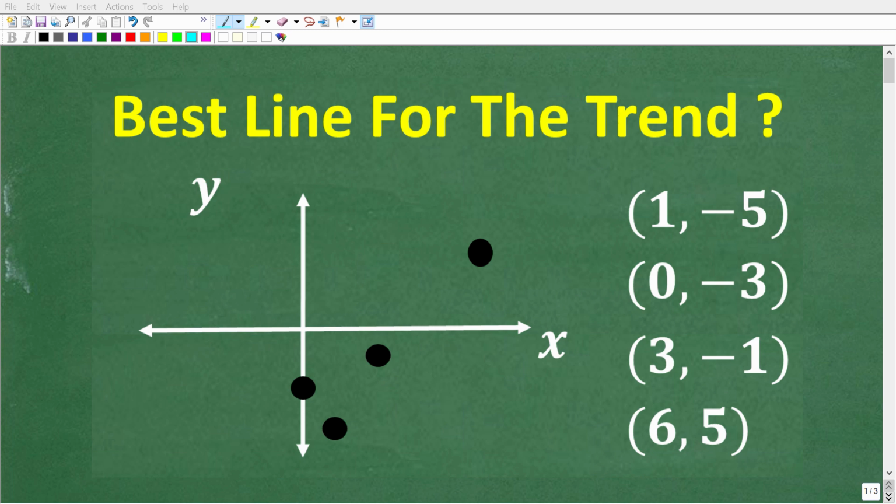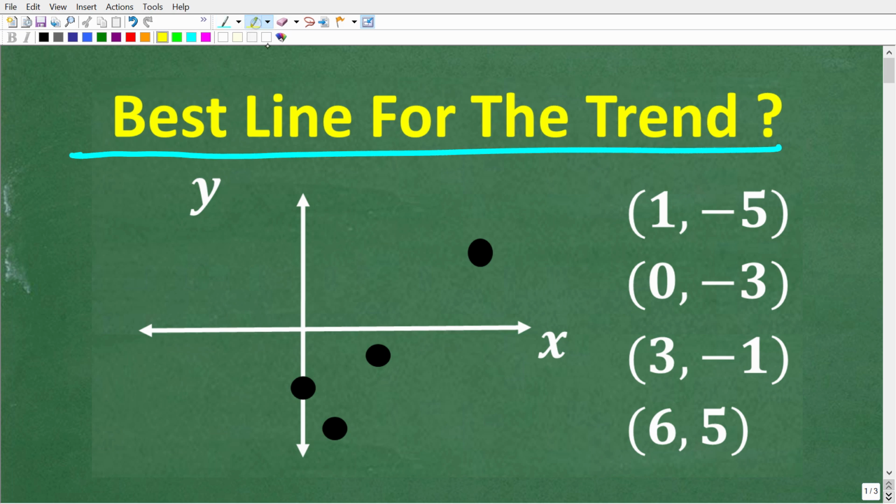All right, so let's see if you understand enough algebra to answer the question. What we want to do here is find the best line or linear equation that represents this trend. We have some points here on the xy plane, and we're looking for a line that best represents this trend. Of course, this line is going to be a linear equation, and we want to write that in terms of y is equal to mx plus b.